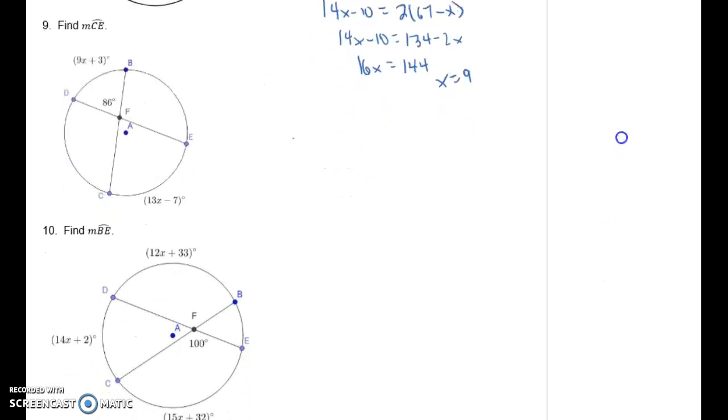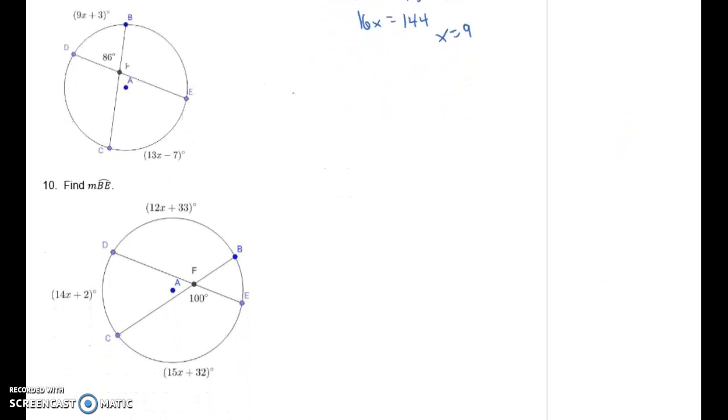So then what happens when we're looking for something like this one? We'll just make our last one here, where we want to find the measure of arc BE. To do this, there's a couple things that we have to consider. We have to find out what x is, first of all. So let's find out what x is. Now, if I'm looking at these two arcs there, they have to average out to 100. So when I take 12x plus 33 plus 15x plus 32 and divide those by 2, they have to equal 100. So 27x plus 65 divided by 2 equals 100.